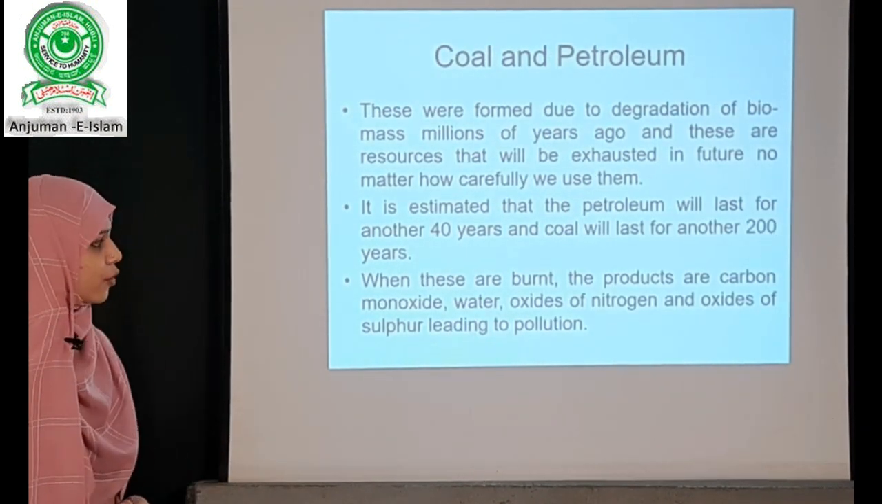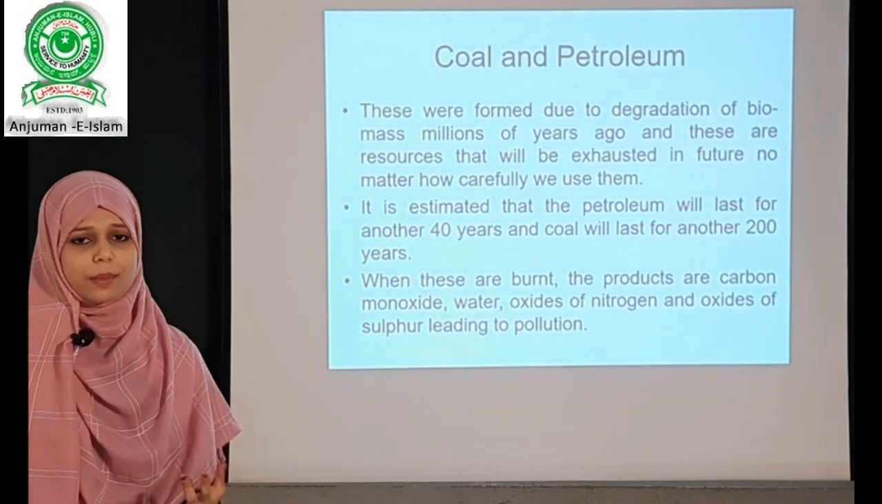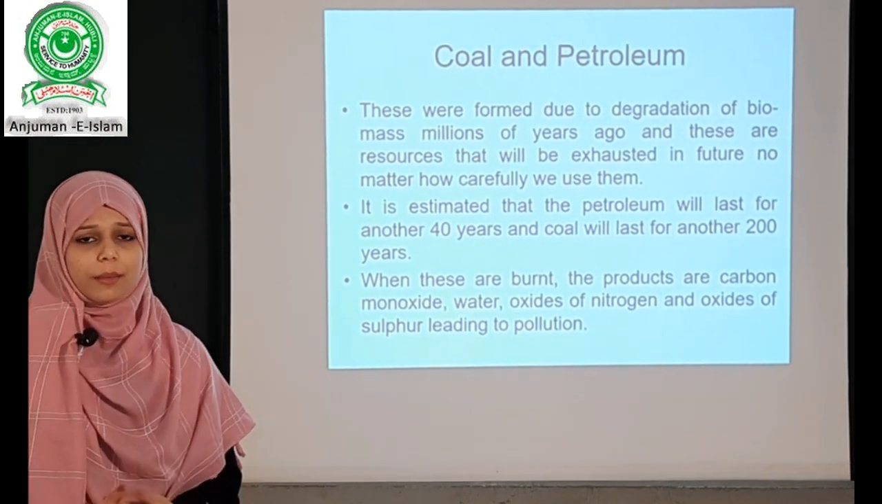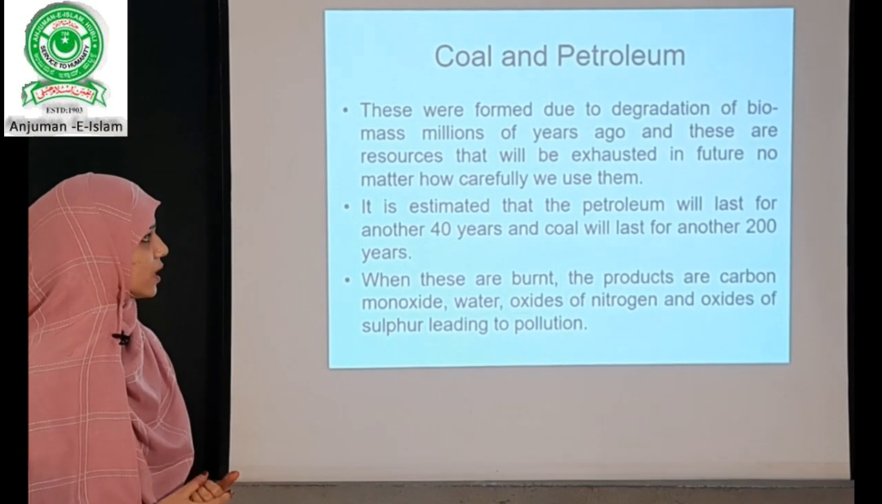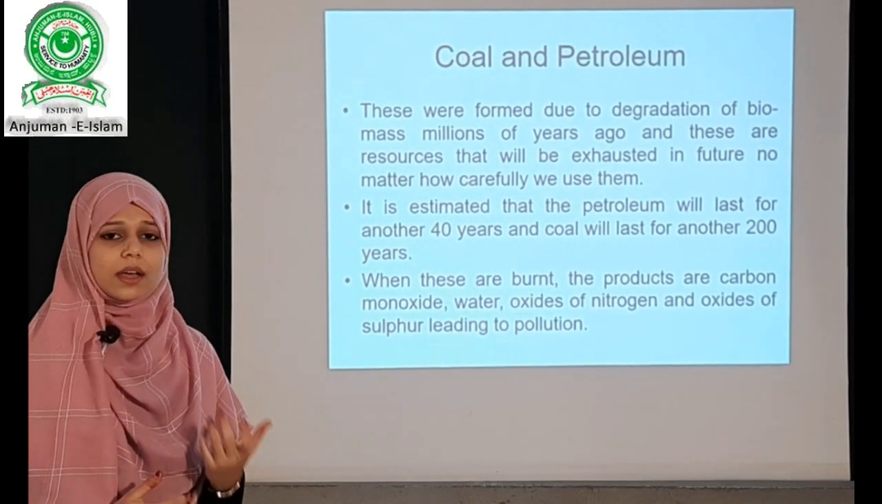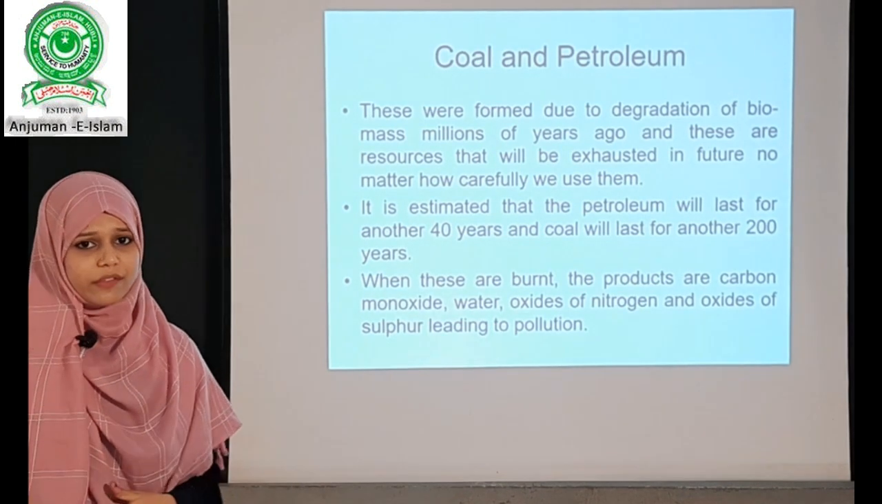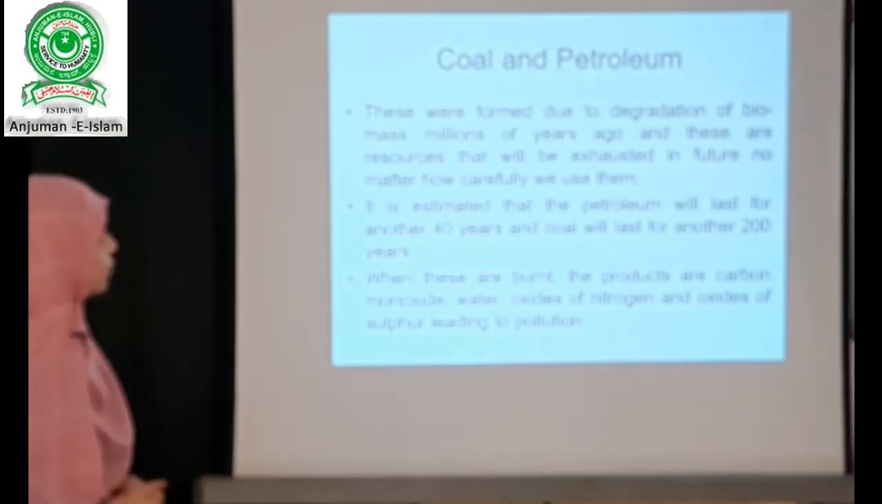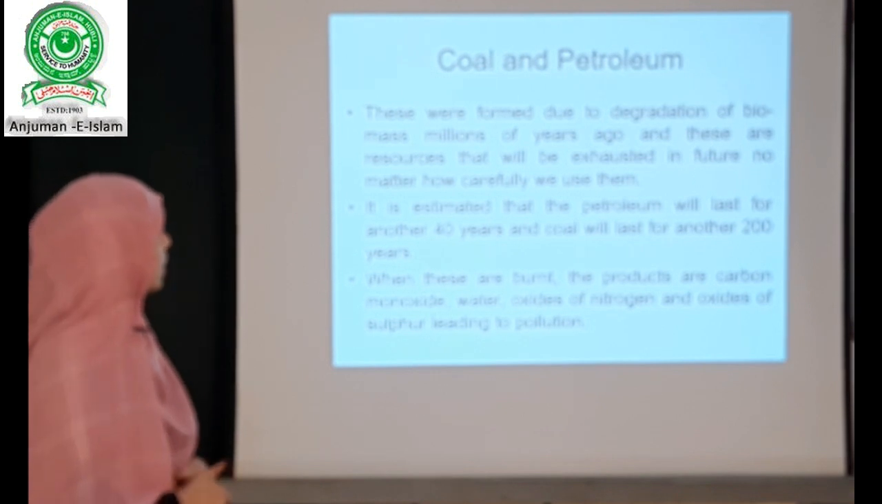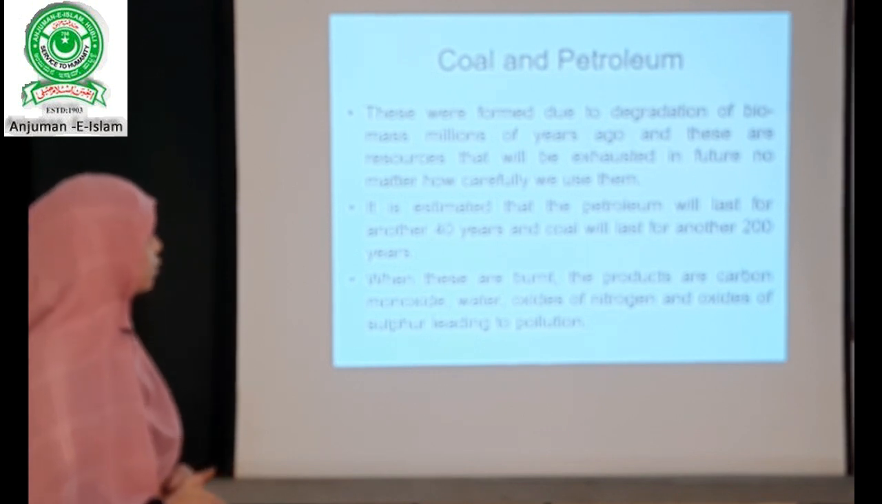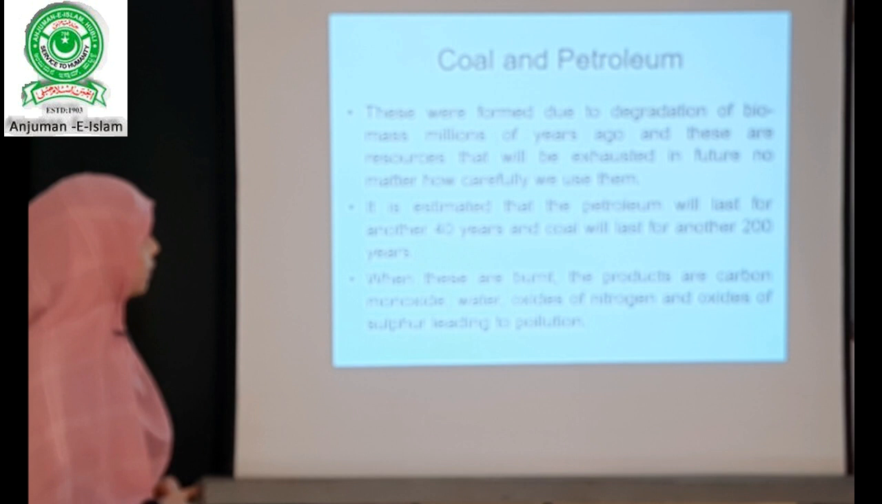Now the coal and petroleum. Now we know about the wildlife, we know about the forest, we know about the water. What about the coal? Coal is majorly used in power plants, right? A large amount of coal is required for the generation of electricity. These were formed due to degradation of biomass millions of years ago, and these are resources that will be exhausted in future no matter how carefully we use them.